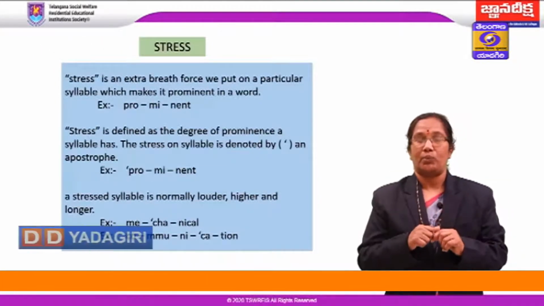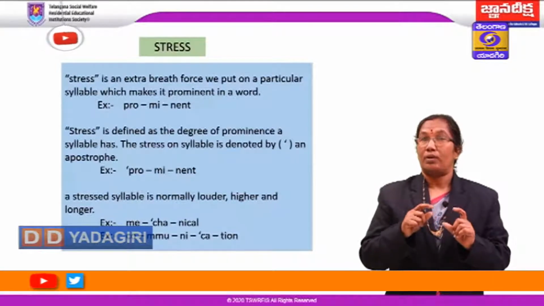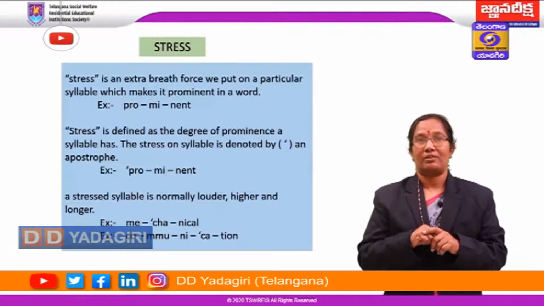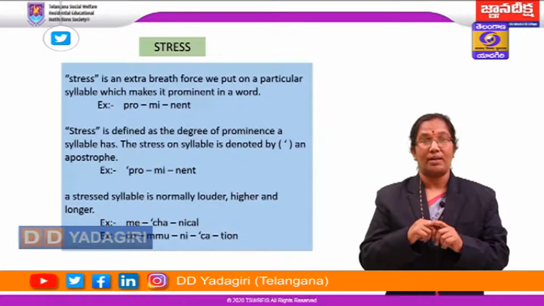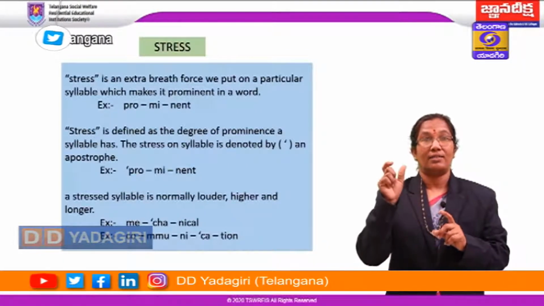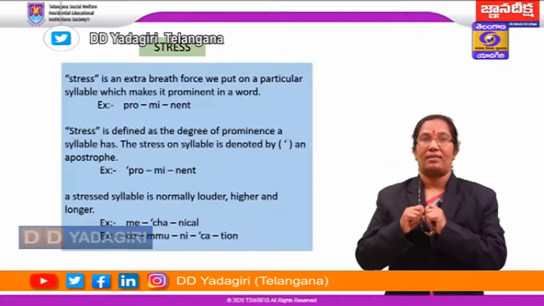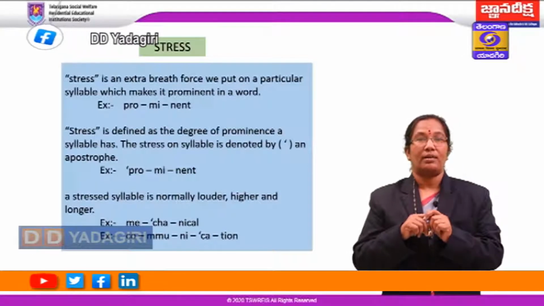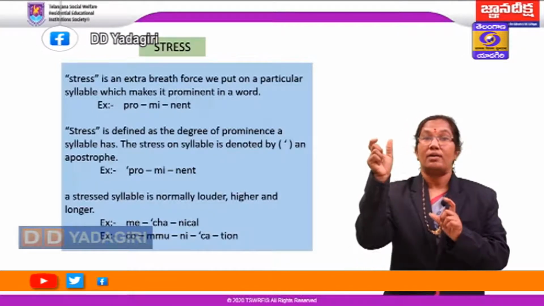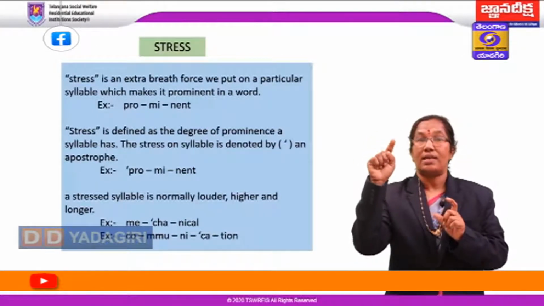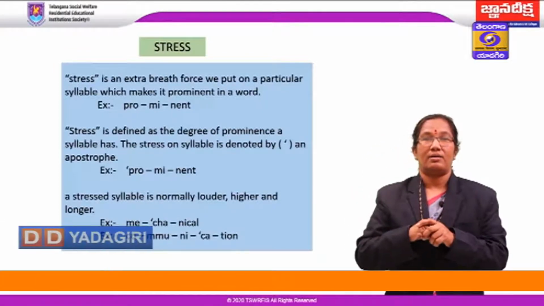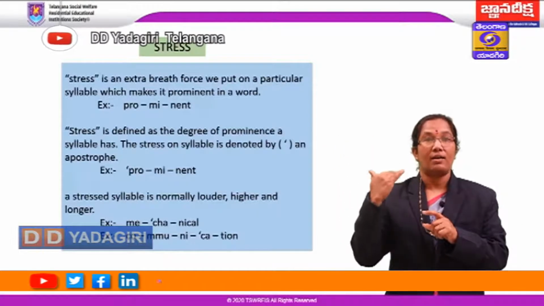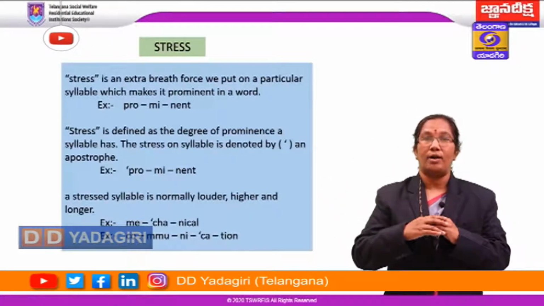Let's go to another example. Communication. Where do you hear the prominence? On the syllable ka. Communication is a polysyllabic word and the prominence is on the syllable ka, because it is heard louder, higher, longer than the other syllables in the word.